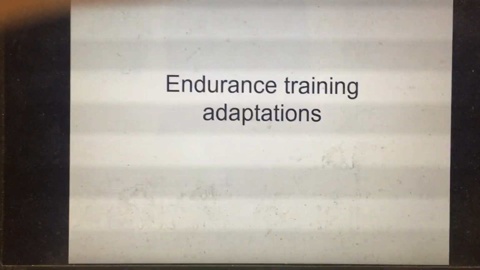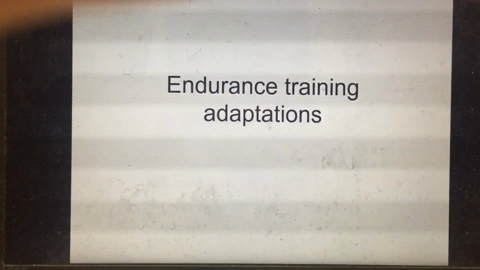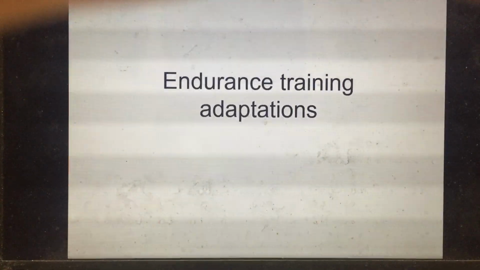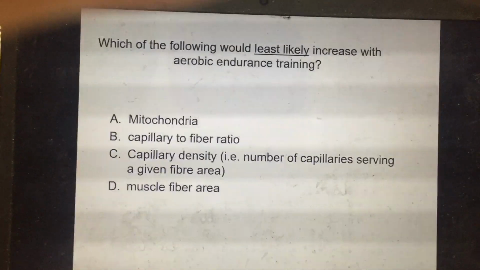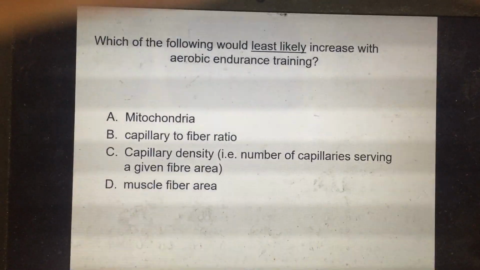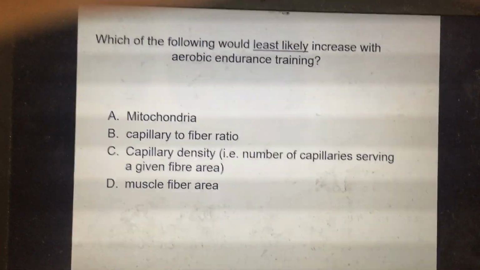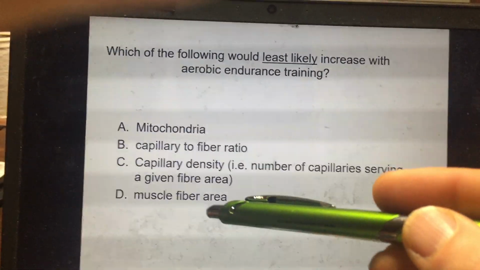Now I'm going to switch gears here. I'm going to talk about some endurance training adaptations because protein synthesis is also important for endurance training. So the question here is, which of the following would least likely increase with aerobic endurance training? The correct answer here would be your muscle fiber area.